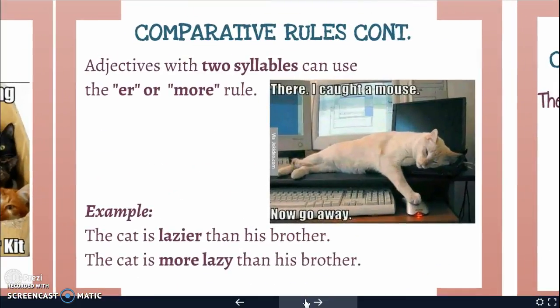And finally, for comparative rules, when an adjective has 2 syllables, you can use either the ER or the word more. Both are grammatically correct, sometimes when you're saying things, it doesn't sound quite as right. So for example, lazier or more lazy. It's up to you for how you want to say it. So here's your example. The cat is lazier than his brother, or the cat is more lazy than his brother. Both are grammatically correct. So make sure you have the word to filled in on your note sheet for that.